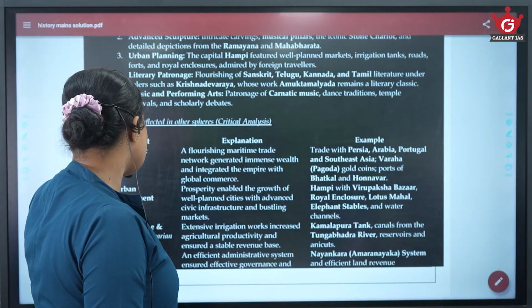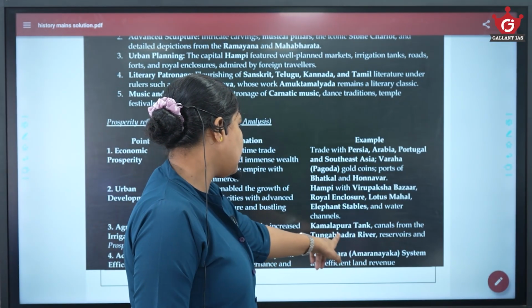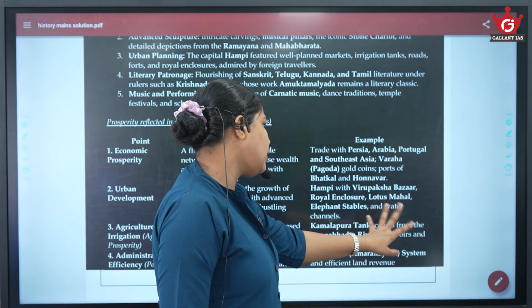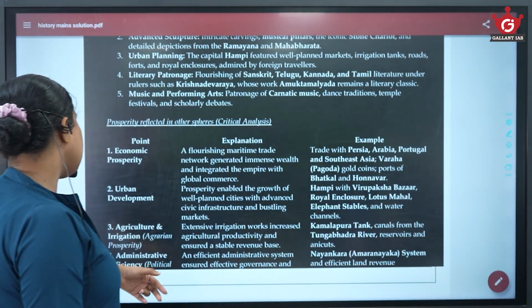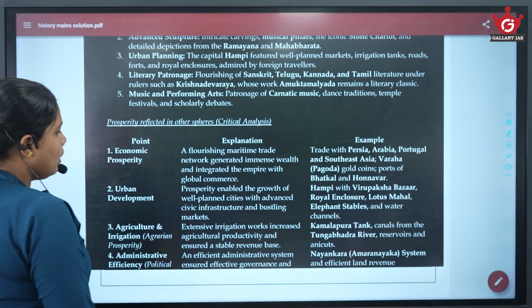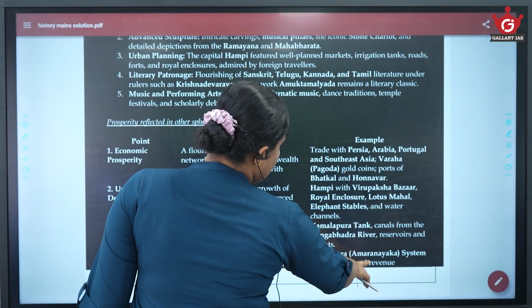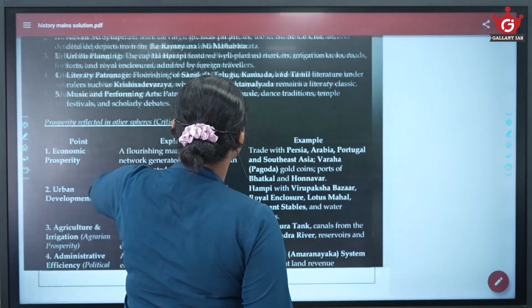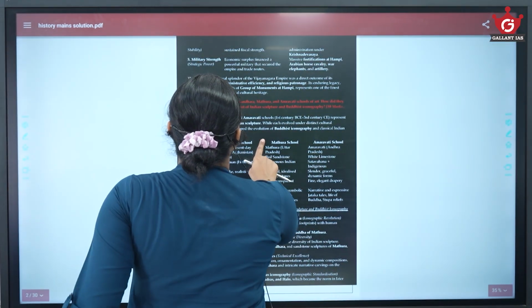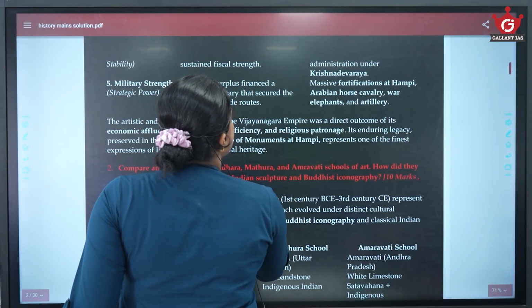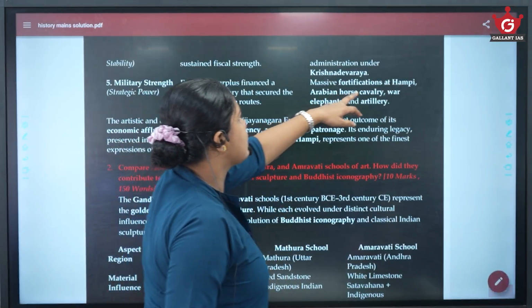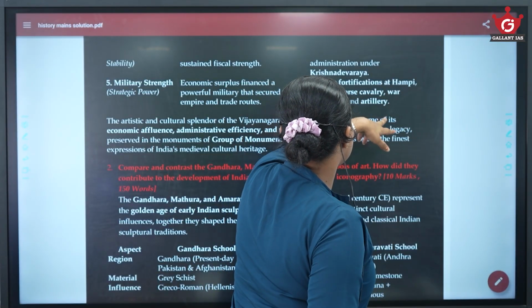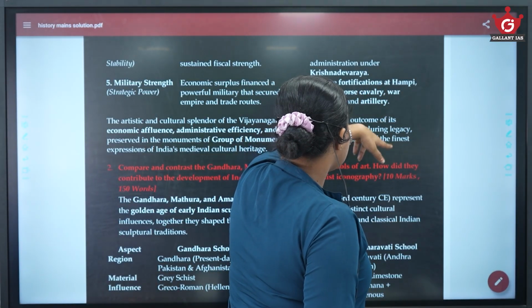You can talk about the agriculture and irrigation. What was the agrarian prosperity of the empire? You can mention the Kamalapura tank, Tungabhadra river, how they used it. You can talk about the administrative efficiency. You can mention the Nayaka or Amaranayaka system. Then you can talk about the military strength. They had massive fortifications at Hampi, Arabian horse cavalry, war elephants, artillery, etc.